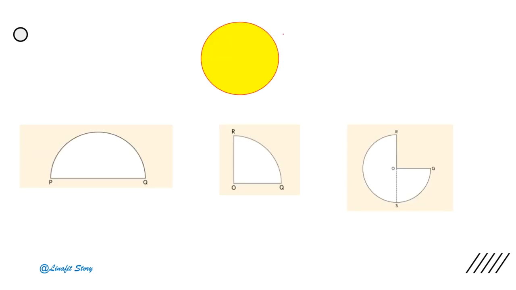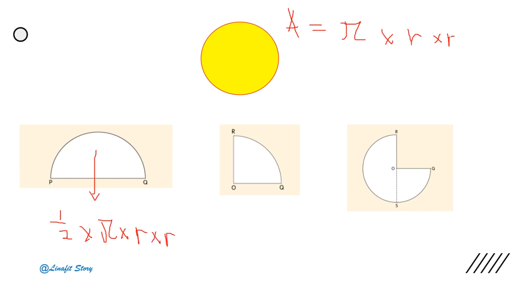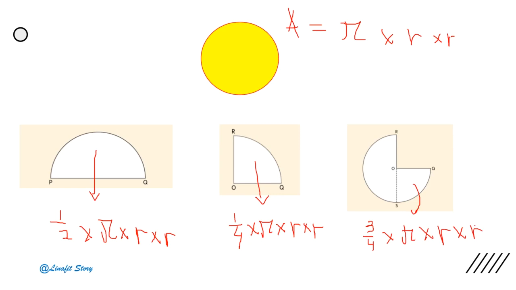To get the area of a whole circle is pi times radius times radius. How to get the area of a semicircle? So 1 out of 2 times pi times radius times radius. How to get the area of a quarter circle? So 1 out of 4 times pi times radius times radius. Then, how to get the area of 3/4 of a circle? So 3 out of 4 times pi times radius times radius.